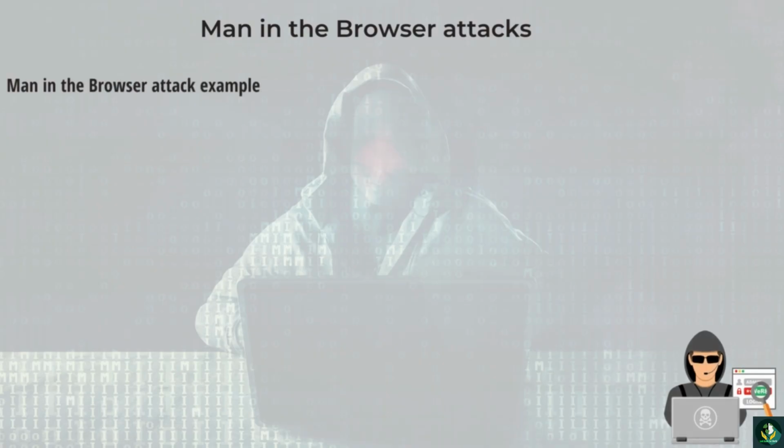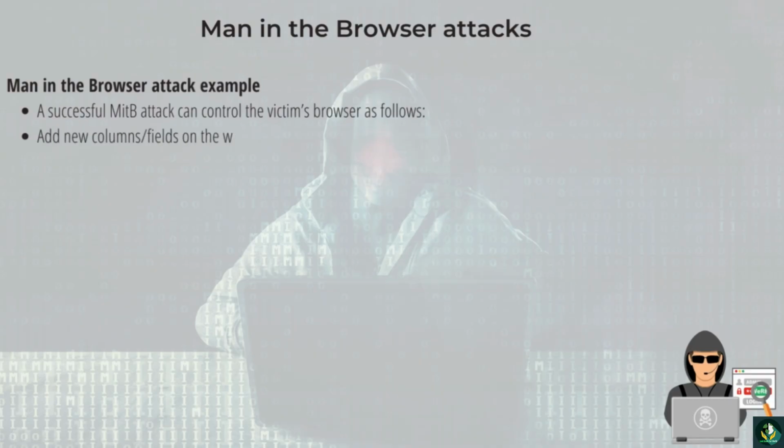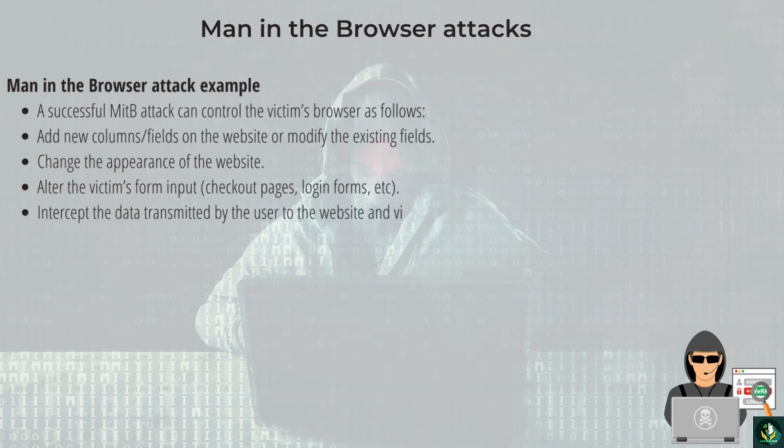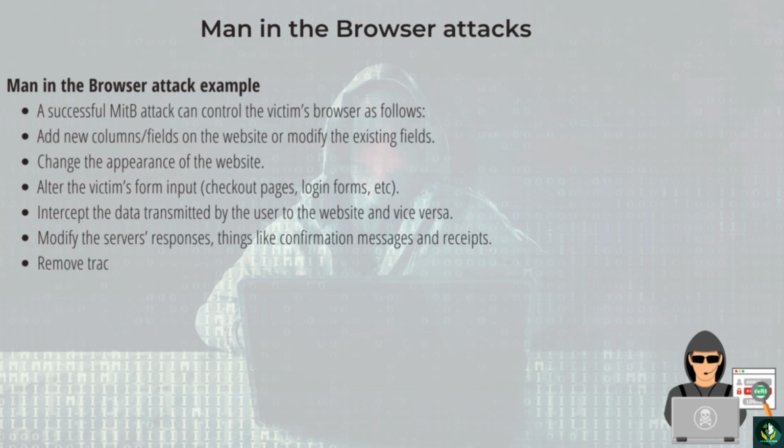Man-in-the-browser attack example. A successful MITB attack can control the victim's browser as follows. Add new columns or fields on the website or modify the existing fields. Change the appearance of the website. Alter the victim's form input, checkout pages, login forms, etc. Intercept the data transmitted by the user to the website, and vice versa. Modify the server's responses, things like confirmation messages and receipts. Remove traces of the fraudulent transaction when the user subsequently visits the site.